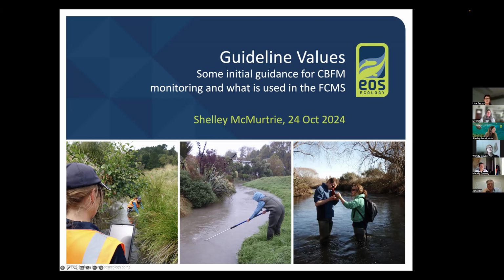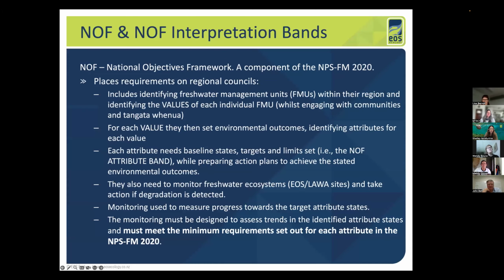So, to start with, we're just going to talk a little bit about the National Objectives Framework. This comes out of the National Policy Statement for Freshwater Management 2020. In the Focus Catchment Map series, this is the stuff that sits at the top. They're the round circles on the maps. This is the stuff that you see on LAWA, with the A, B, C, D bands.